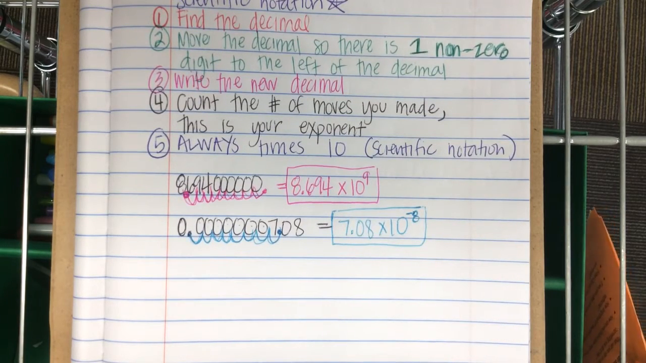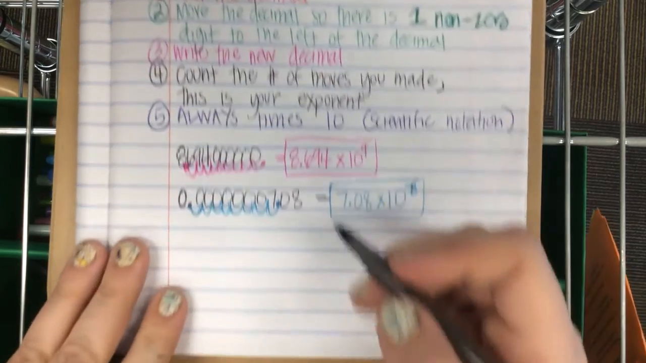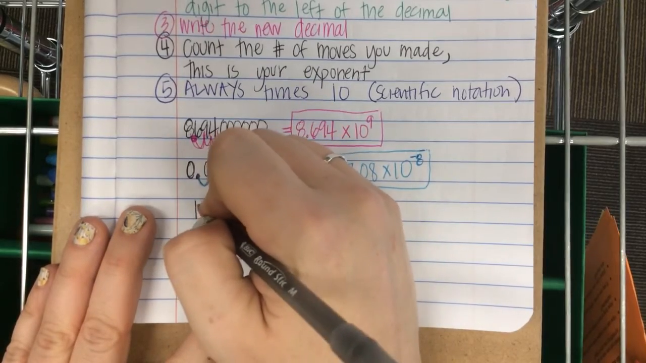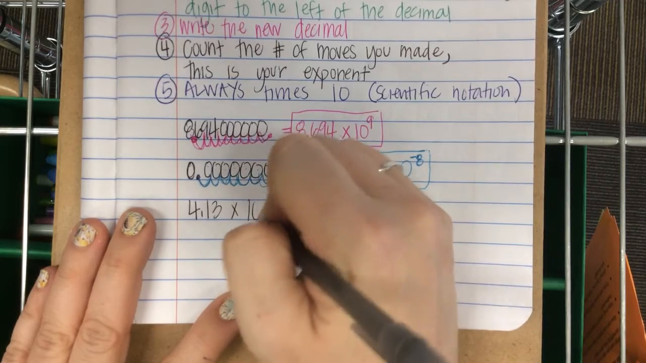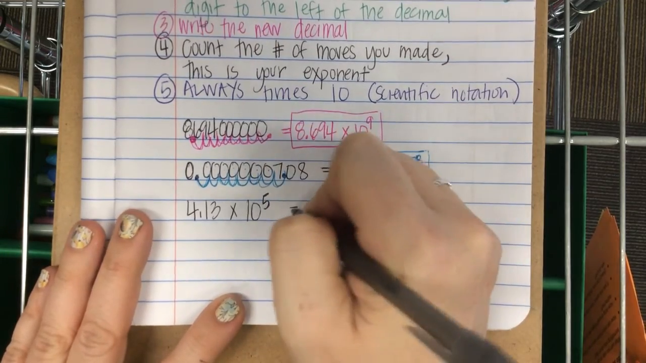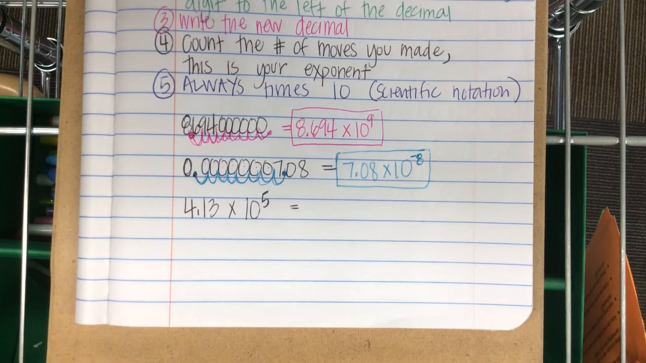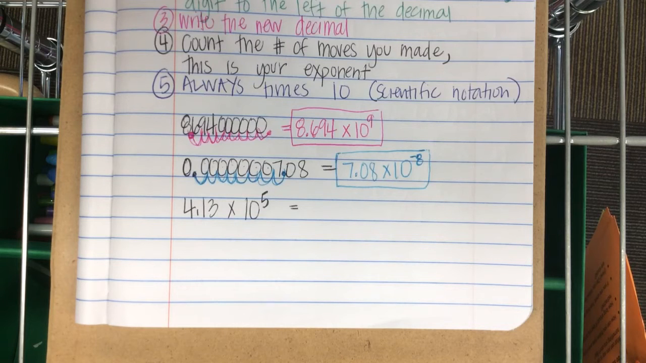All right, so let's see if you can figure this out, smarty pants. What if I gave you this number? 4.13 times 10 to the 5th. It'd be 413 and 10 zeros. No. What? 413 and 5 zeros. Not 5 zeros. 3. No, 2.